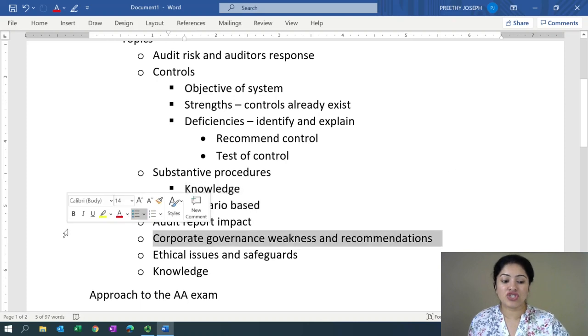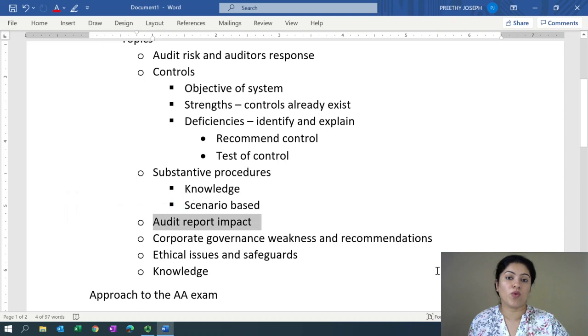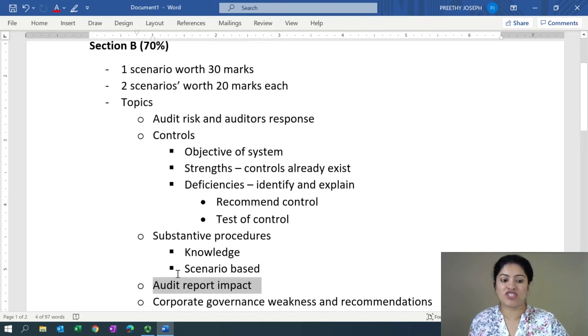Okay, then for sure, as part of that substantive procedures, they will definitely talk about the audit report impact if the issues remain unresolved. So from the 3 scenarios that you have, they'll just pick up one of them. They'll say the issue still remains, and now tell us what will be the impact on the audit report. So this is for sure in what we have just discussed now.